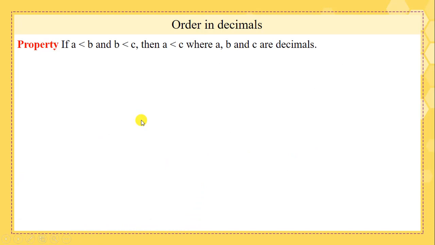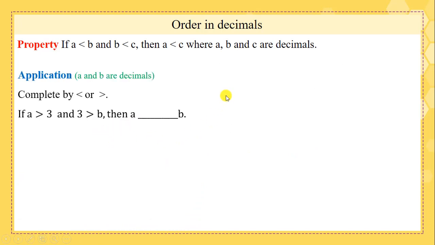And here we have an application about this objective. Please pause this video and try to solve this application. Solution: if a greater than 3 and 3 greater than b, then a will be greater than b.